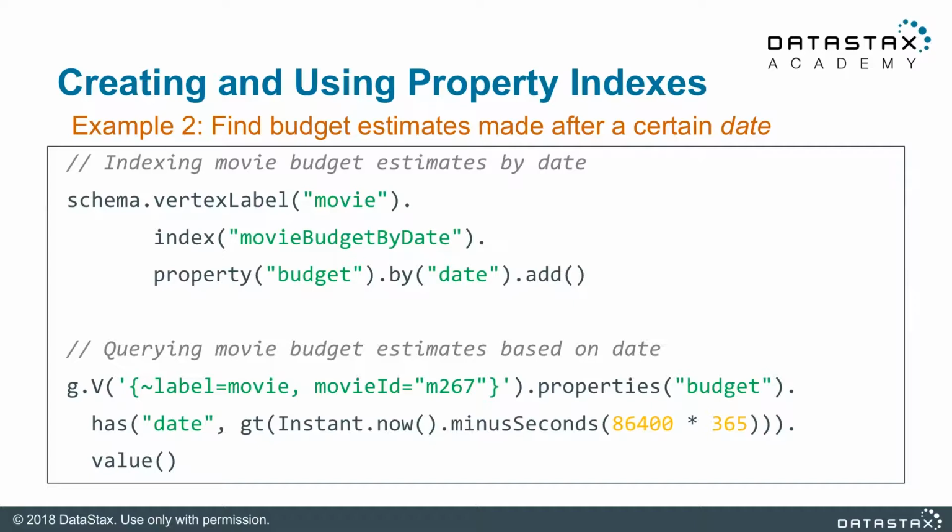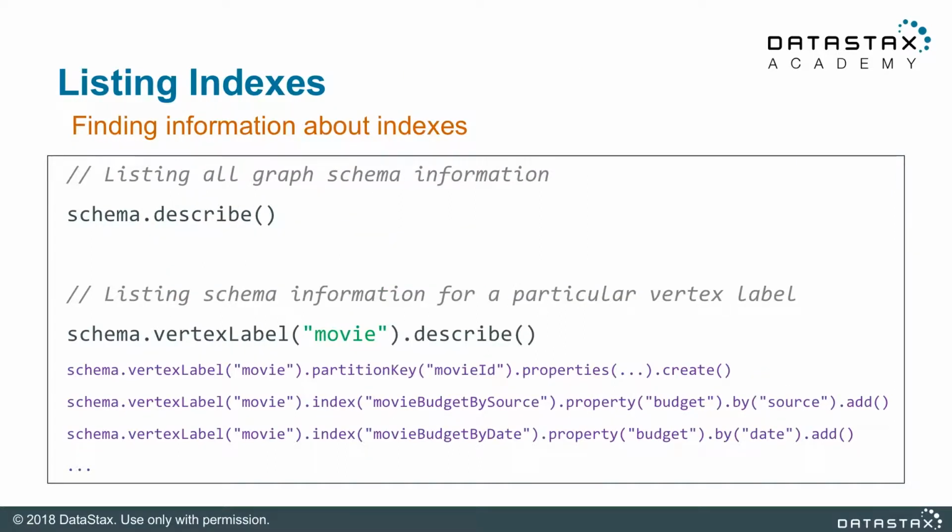Here we have an example of selecting movie M267, and we want to get the budget from the last 12 months. We can take a look at what we've created with our property indexes by describing the schema. First, we can look at the full schema of the graph, and you can do that in your studio notebook, or we can look at the vertex-label movie and see what we've created on that vertex.